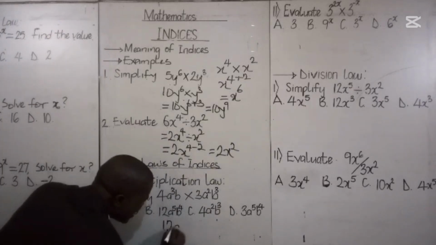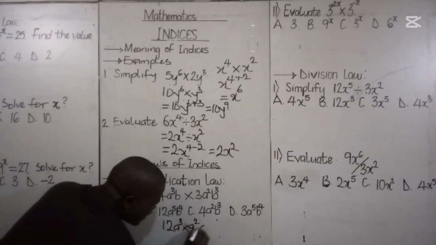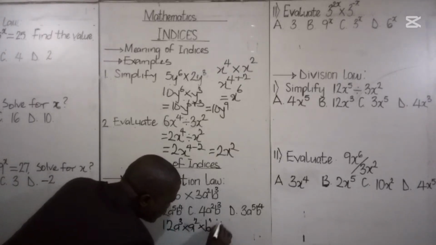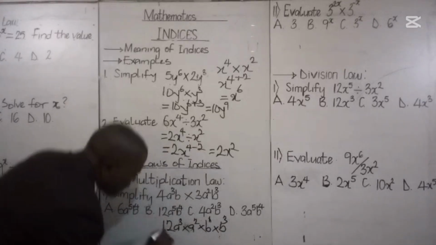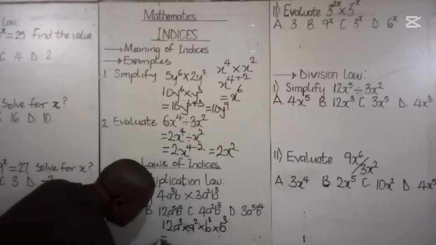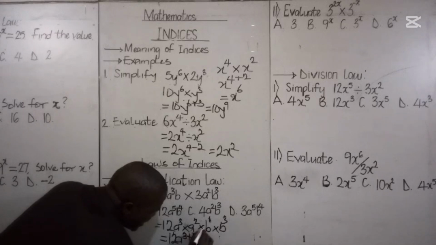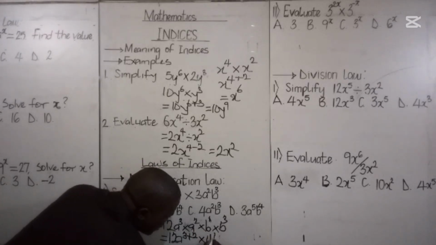Then we have a raised to power of 3, then we take the second a, a raised to power of 2, then b raised to power of 1 times b raised to power of 3. This particular b is b raised to power of 1. This one now finally becomes 12a raised to power of 3 plus 2. Then this one becomes b raised to power of 1 plus 3.